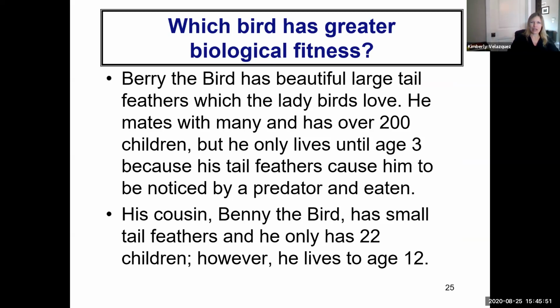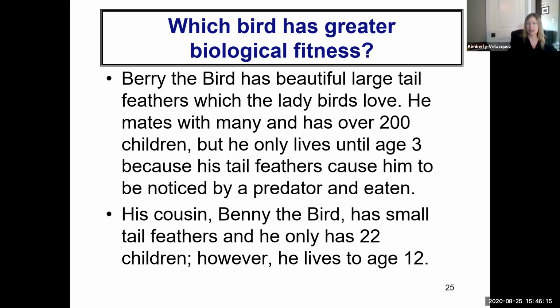Okay, so which bird has the greater biological fitness? So Barry the bird, he has a big, beautiful tail, all these long tail feathers, and the lady birds love him, and he mates with many, many girls over the years, and he has over 200 children. But unfortunately, because of his big tail feathers, he gets picked off by a predator. So he only lives to age 3.